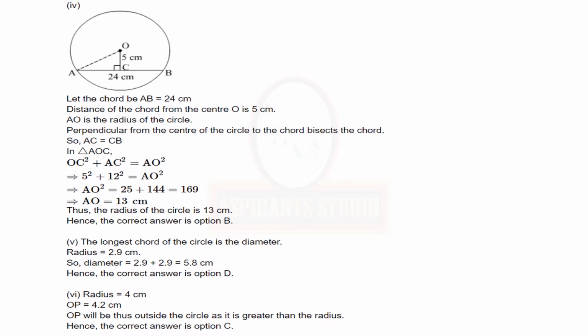Longest chord of the circle is the diameter. Diameter will be 2 times radius. So it is 2 into R. So it will be 2 multiplied by 2.9, which is 5.8 centimeters. Hence, the correct answer is option D. Now coming to the next one.